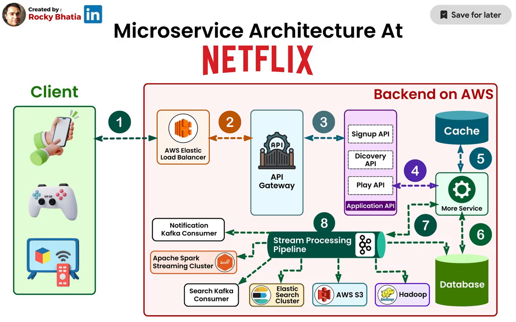Then it reaches the API gateway, which acts as a single entry point to different backend services. These services include things like a sign up API, discovery API, and play API, each handling a specific task. The services may use a cache for faster responses and a database for storing data.